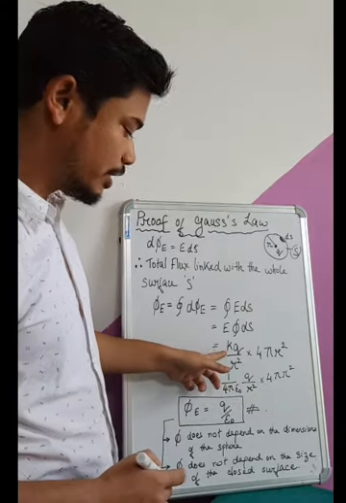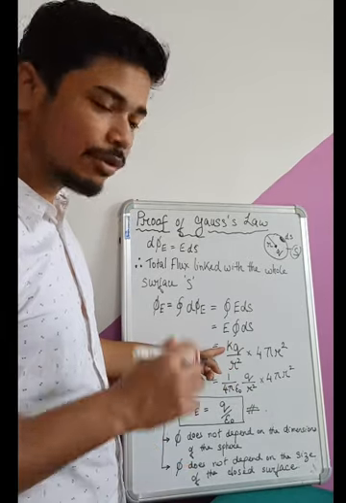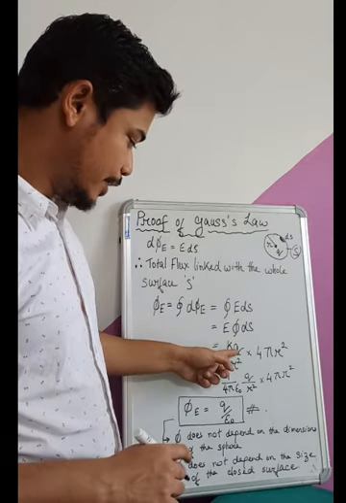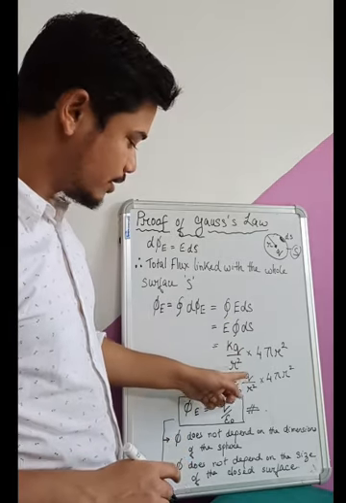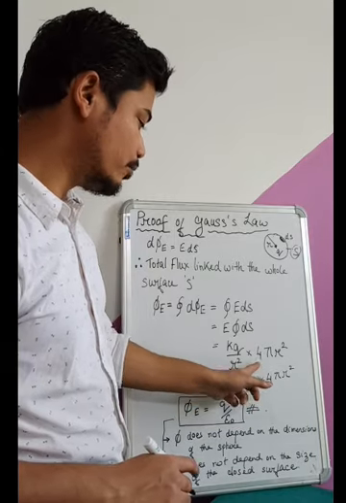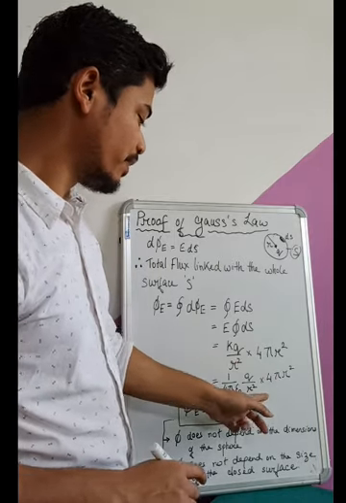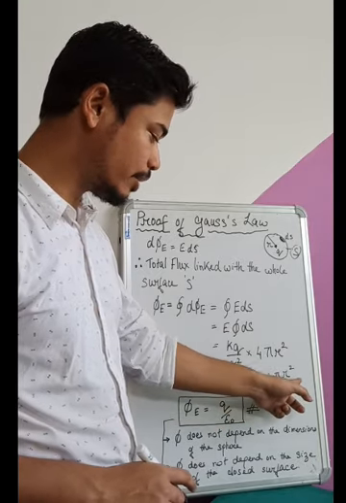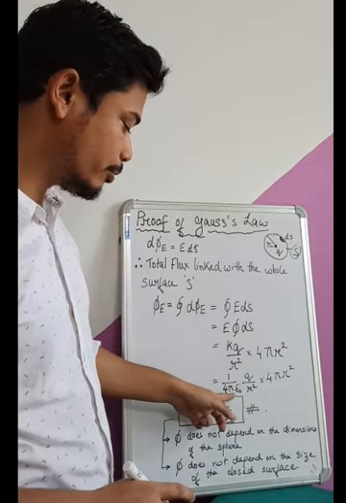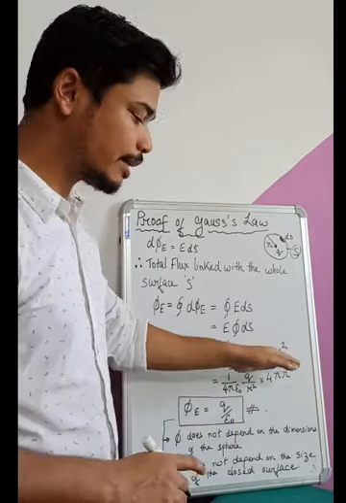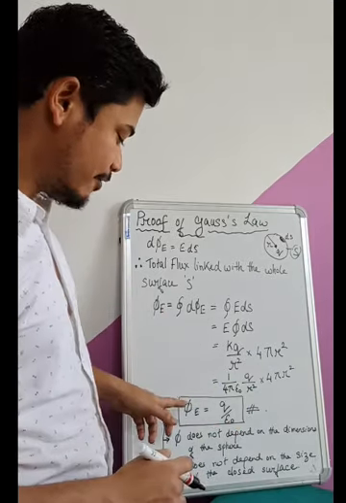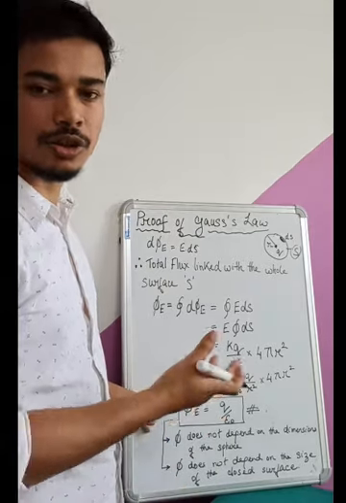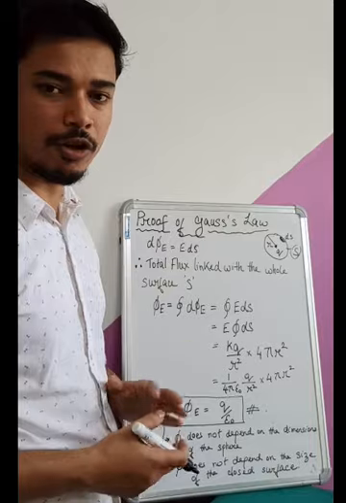Here I have just put the value of k. The constant k is 1 by 4 pi epsilon naught. Q divided by r square will remain, multiplied by 4 pi r square. The term 4 pi r square in the numerator and the term 4 pi r square in the denominator will get cancelled out. What remains is phi e is equal to q by epsilon naught, which is nothing but the Gauss law. So this is the proof for Gauss law.